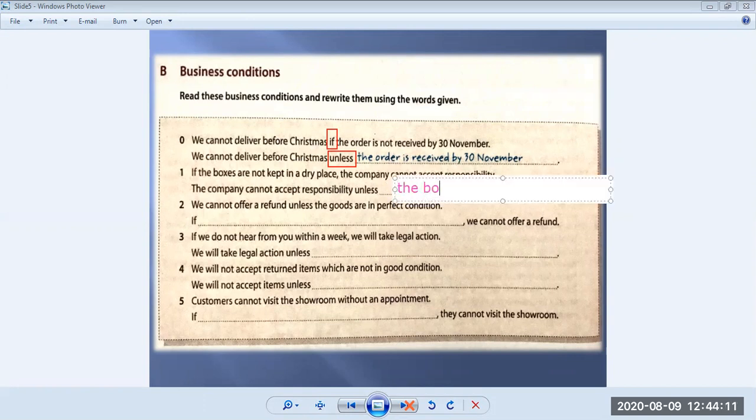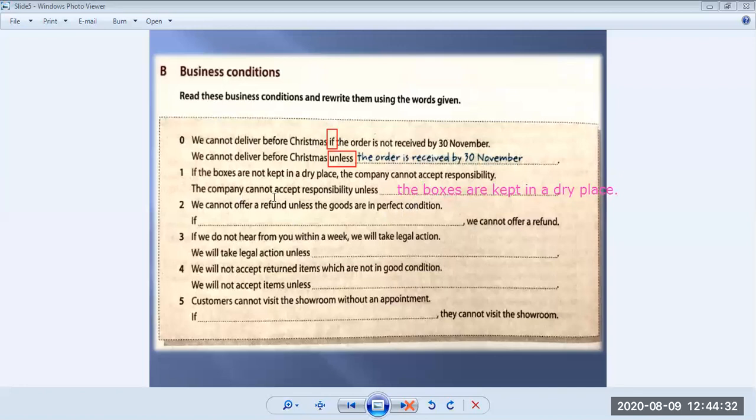The company cannot accept responsibility unless the boxes are kept in a dry place. That means the warranty, guarantee. If there's any damage or anything, the company accepts. But if this item is not supposed to be kept in a wet place, if you do that, they're not going to accept it.